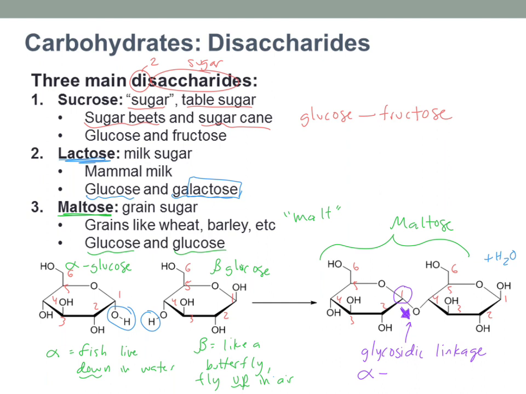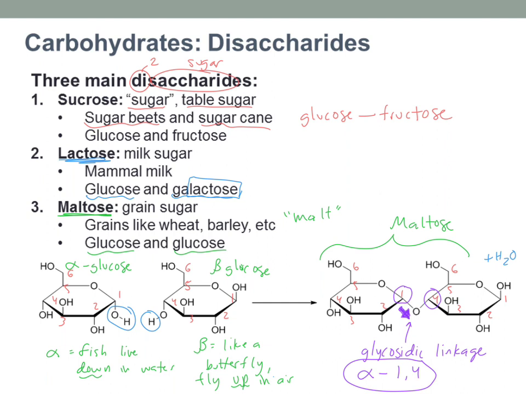So we want to know, is it alpha or beta at that anomeric carbon, carbon number 1? Was it moving more up or down? In our case, down. And then we also want to know what carbons were attached to one another. Did I connect carbons 2 and 4, or 1 and 3, or 1 and 6, or 1 and 1, or what ones together? For us, it looks like 1 was connected to 4. So carbon 1 of the first glucose is now connected to carbon 4 of the second glucose. So I have what's called an alpha 1,4 linkage.